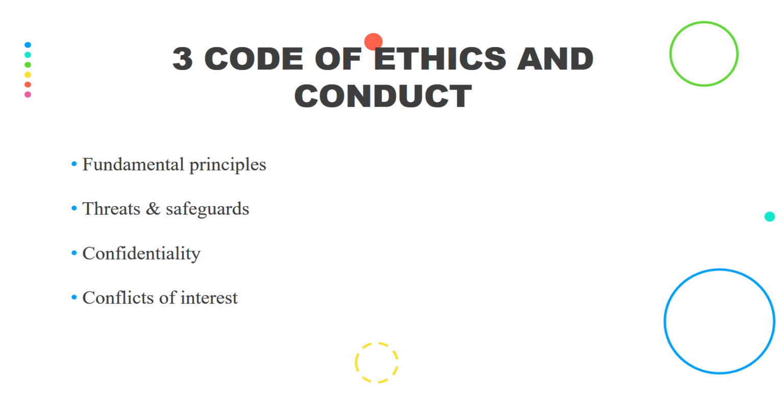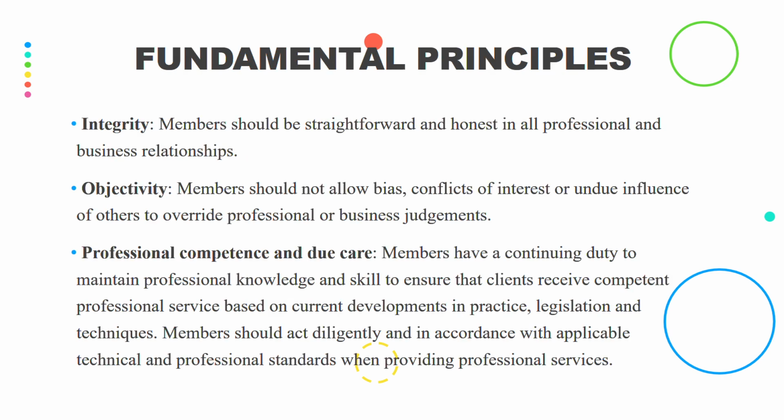Okay. So what are the fundamental principles? There are 5 fundamental principles. Number 1, integrity. The definitions are there. All these are definitions that are given on the screen. Integrity means you are being straightforward and honest. Objectivity means you are independent. You are not being biased. You are not being influenced by anyone to make a decision.